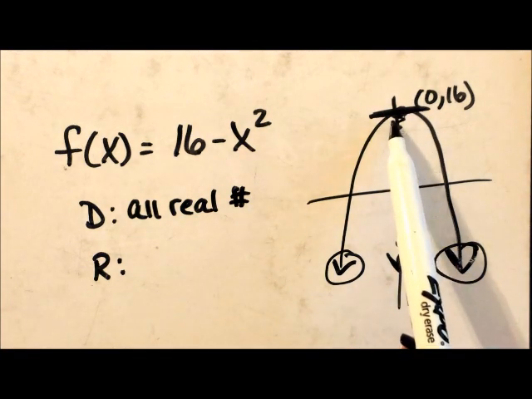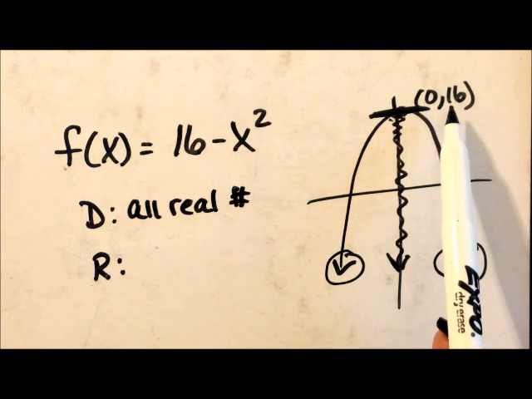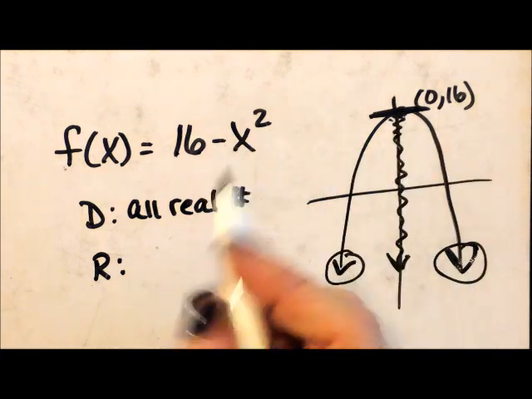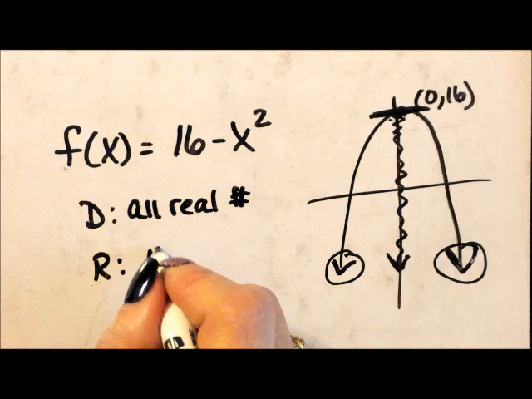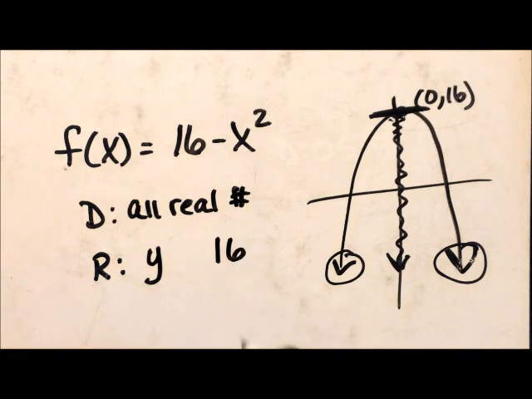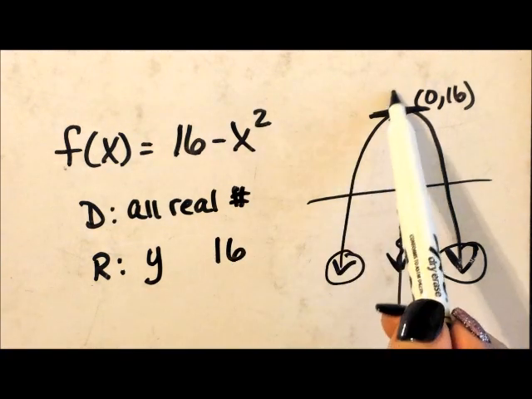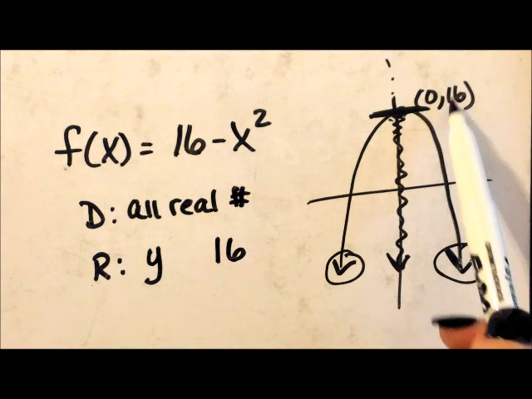Okay? How high does it go? It goes up to 16. So that would mean that my y value has a boundary of 16. Is it bigger than 16? What are values bigger?